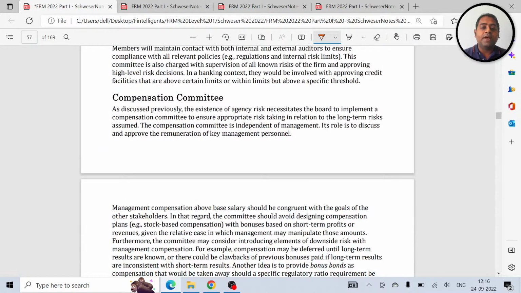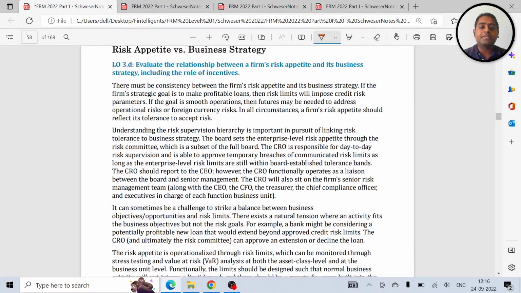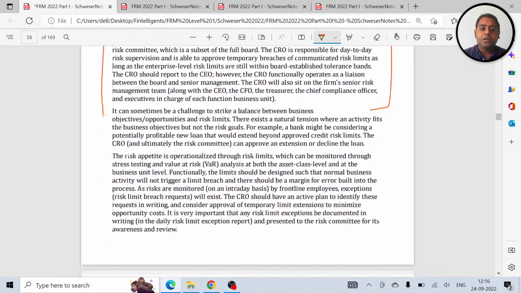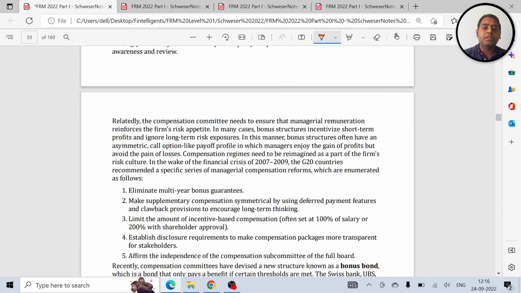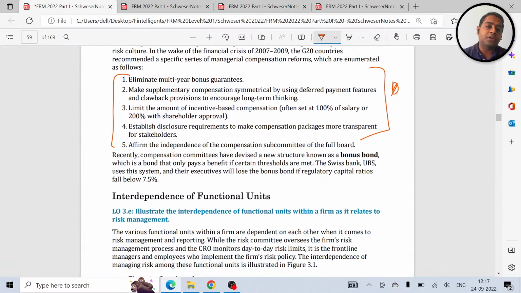Next, as we move ahead, compensation committee is okay. Risk appetite and business strategy. Now, in this part, the first two paragraphs you should focus on while reading the content. Next, as we move ahead, more or less similar. This part you can focus on for understanding the concept much better. It might get tested in this section.